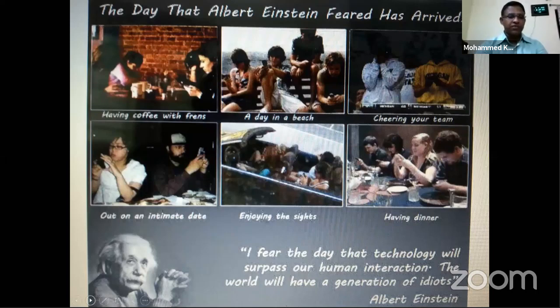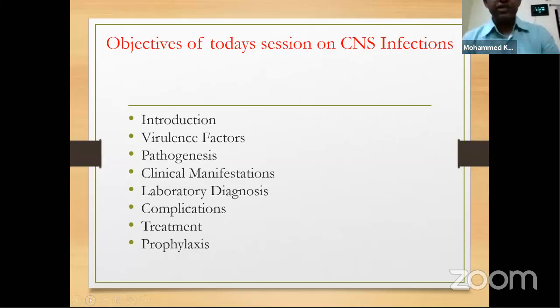Next slide. Today's first topic would be on Neisseria meningitidis. But to start exactly, because I have a target audience today of undergraduates from different medical colleges all over India, the postgraduates, and a few other faculty members from other specialties, I will give you a broad introduction on how to have good conceptual knowledge on different CNS, central nervous system, infections. We'll be discussing and interacting on that. Then we'll talk about the virulence factors, pathogenesis, clinical manifestations, laboratory diagnosis, complications, treatment and prophylaxis of Neisseria meningitidis.